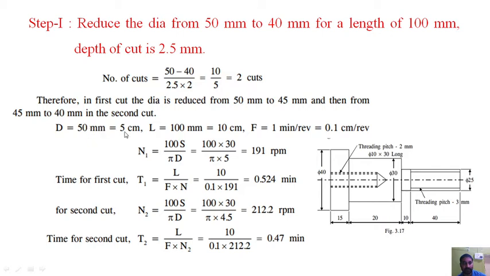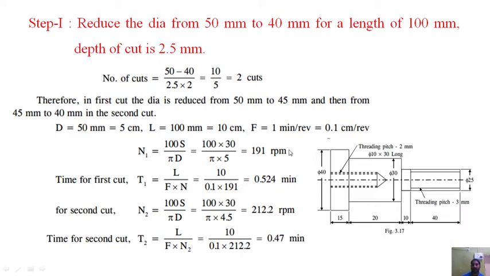For the first cut, N1 equals 100 S by pi D. S is 30 meter per minute for the turning operation, and the diameter of the workpiece, the raw material diameter, is 5 centimeter. So you have to take 5 initially. So RPM will be 191 RPM. For the first cut, T1 equals L divided by F into N. L is 10 centimeter, feed is 0.1 and N is the RPM, 191. So time for the first cut is 0.524 minutes.